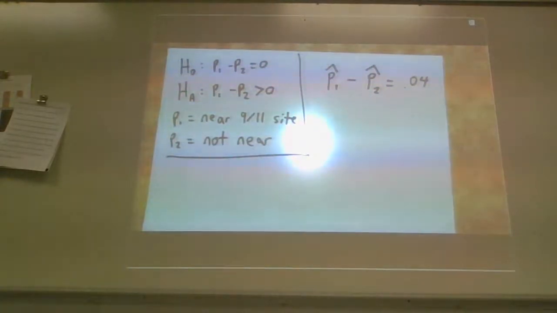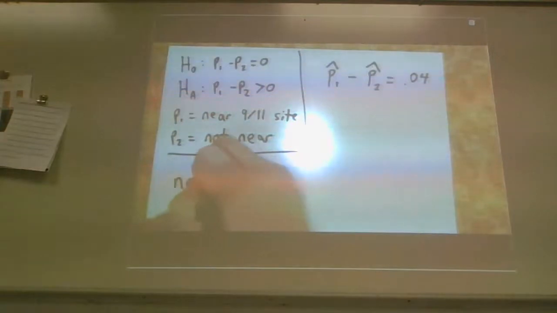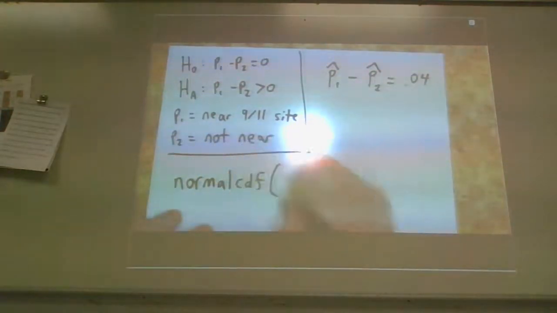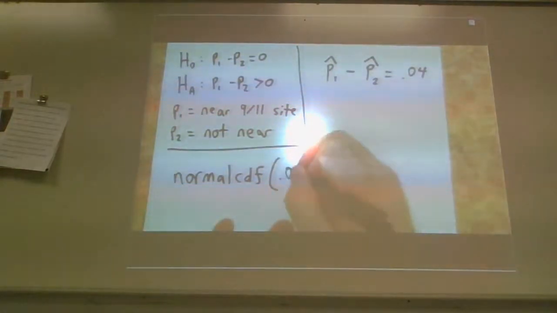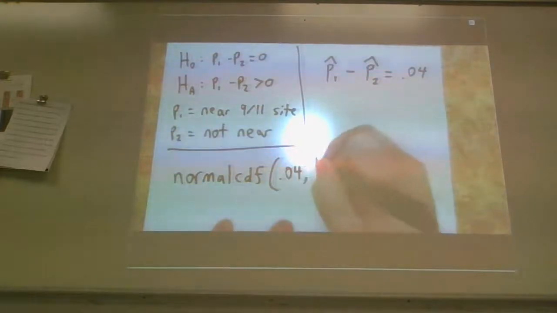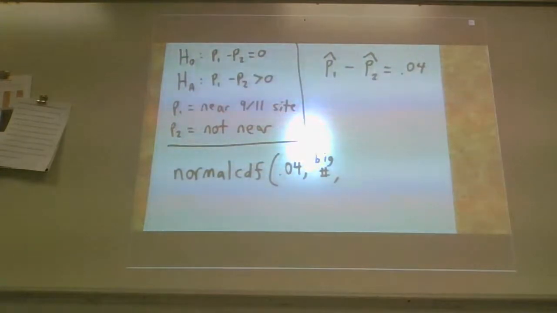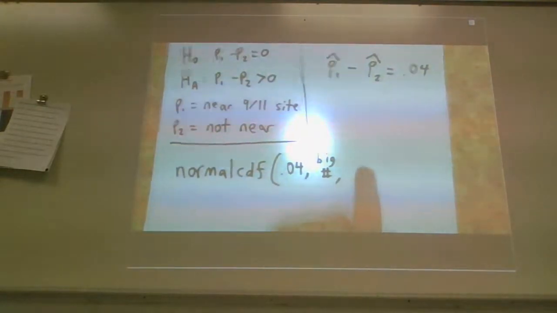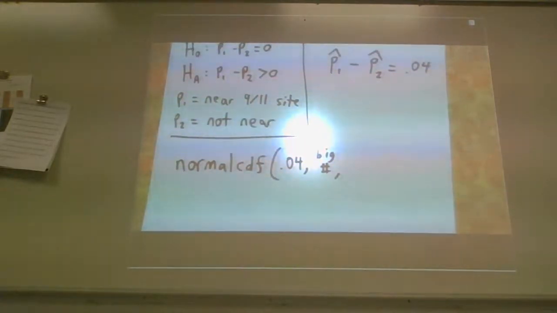So, ultimately, we should be getting an approximate p-value, but we are going to run a normal CDF of 0.04, comma, big number, meaning a difference of 0.04 or greater, given a mu and a sigma, given a mean and a standard deviation.